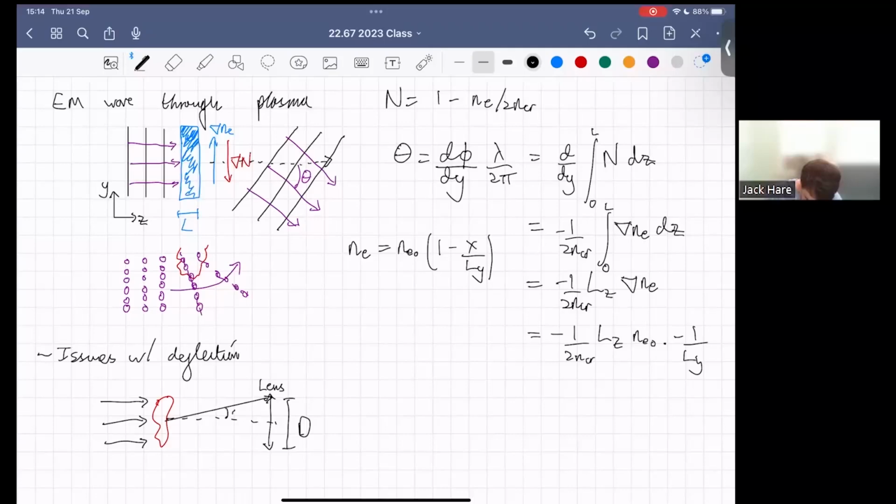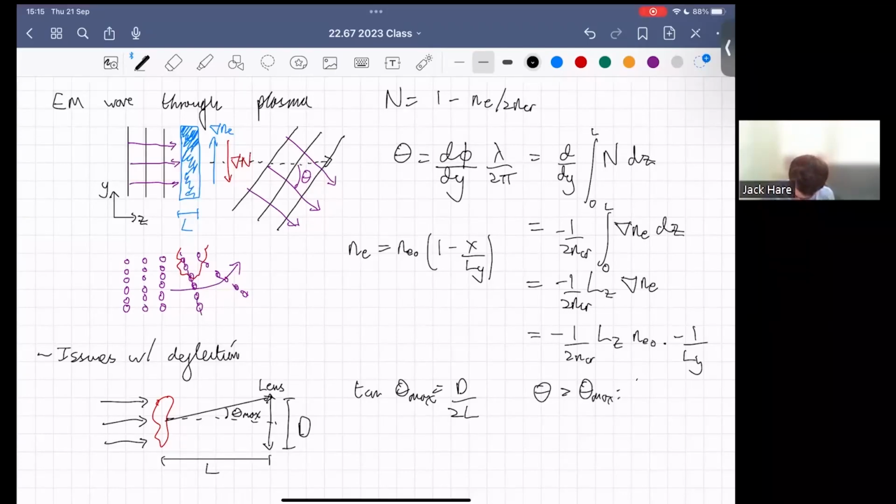If your rays get deflected by an angle greater than theta max, where tangent of theta max is equal to D over 2 times L. I forgot to put in this L here. There we go. Then your ray is going to be lost. So for theta greater than theta max, you lose your rays. That means you can't collect them, you can't detect them anymore. So this causes big problems because it means that we're going to start losing light here.